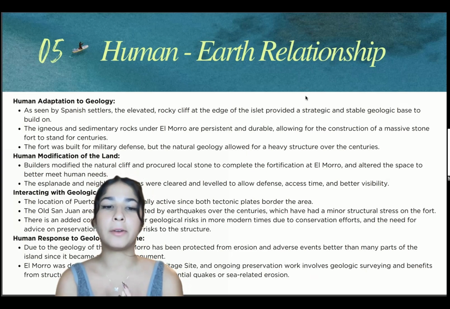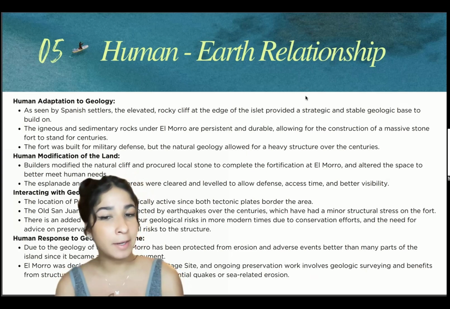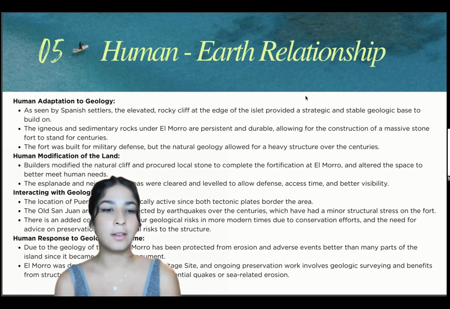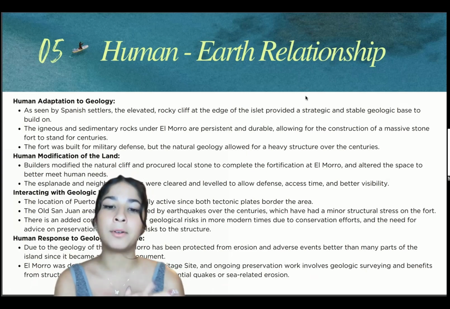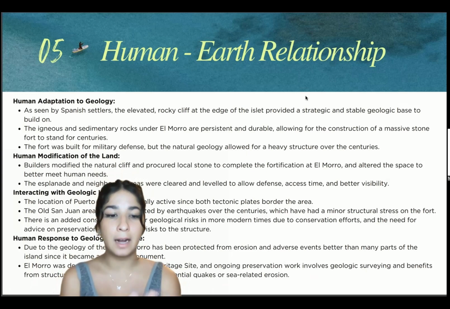Like I said before, the location of Puerto Rico is seismically active since tectonic plates border the area. Old San Juan has been affected by earthquakes over the centuries, which have had minor structural stress on the fort. There is an added consideration of our geological risks in more modern times due to conservation efforts. But due to the geology of this site, El Morro has been protected from erosion and adverse events better than any parts of the island since it became a national monument.